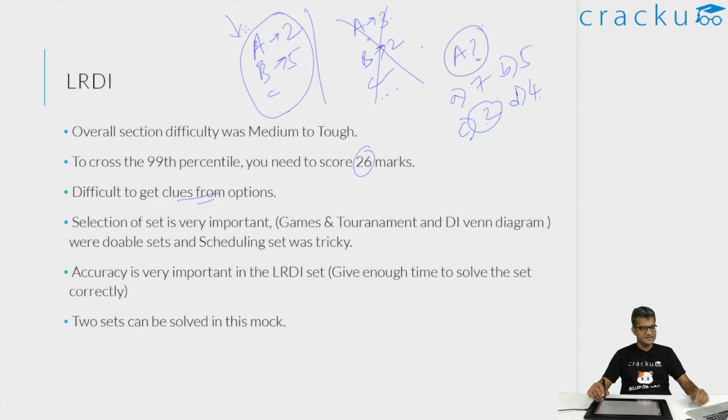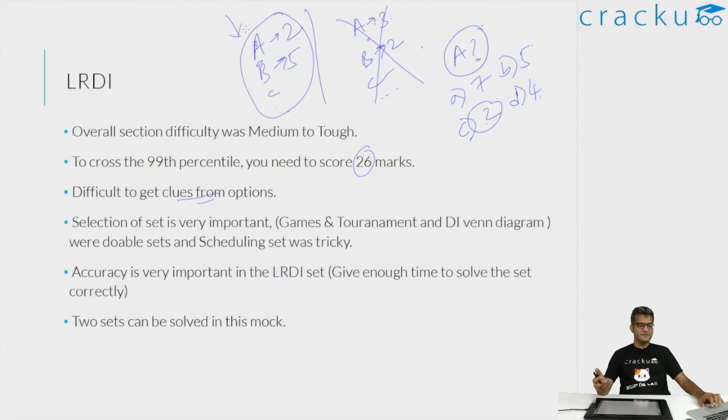That is basically what we are saying. It is difficult to get clues because the questions themselves are like that. If you're looking at maxima, minima, the set, it is an individual question set. Each question is independent of the other one. The scheduling one is dependent. In the scheduling one, you might get some clues from the options, but it is a very difficult set.